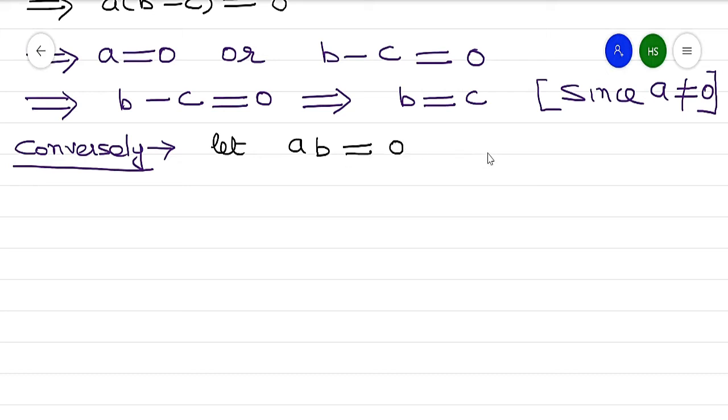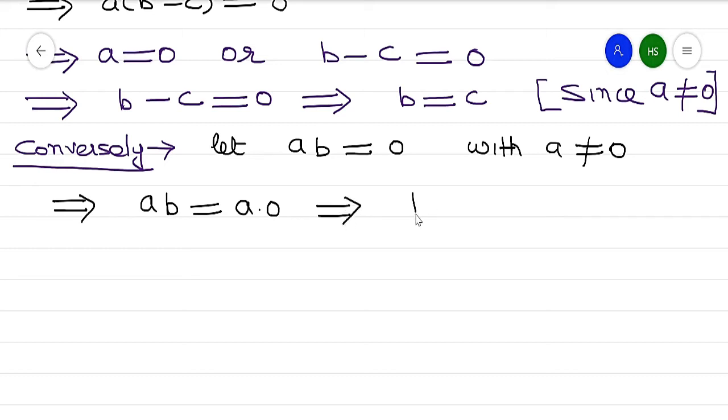Now, in this case, suppose A is non-zero. So I take A non-zero, so it implies AB is equal to A into 0. And because we can write it in this way, by the given property, this A is cancelled. So it implies B equal to 0. So it means it is without proper zero divisor. So it implies R is a commutative ring.